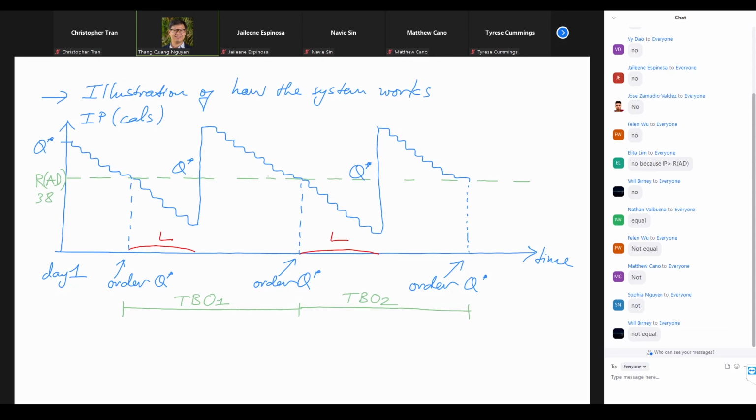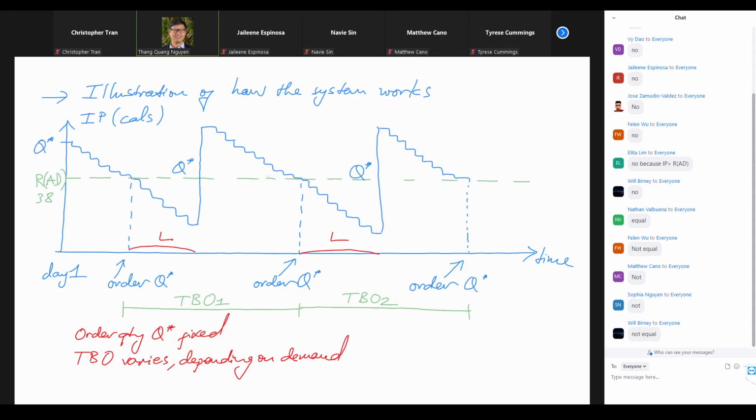So in that case, let me recap here. In terms of the quantity that we order, we fixed it. Order quantity Q star is fixed. But the time between orders varies depending on the demand. Possibly I happen to draw the two TBOs here very close, but in reality, they do not have to be the same because the demand is fluctuating.